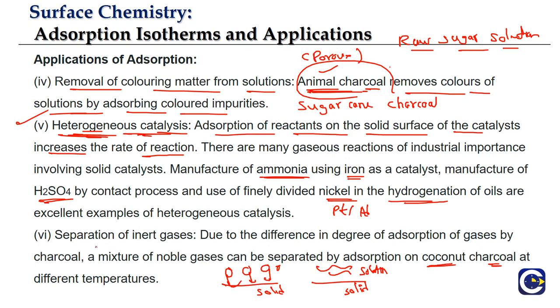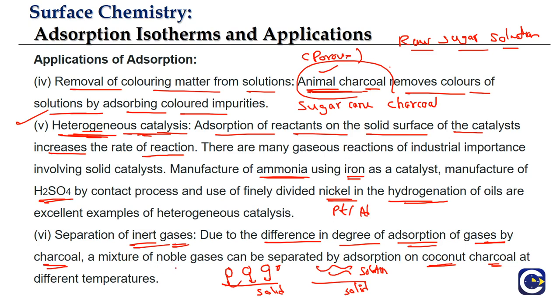Now the other application is especially for the inert gases, where it is difficult to separate them due to similarity in various properties and less chemical reactivity. What we see is that the inert gases can be separated from each other by using the difference in the degree of adsorption. The gases have a difference in the degree of adsorption when they are getting adsorbed on charcoal, or coconut charcoal particularly. By using this relation, we will be able to separate the gases.